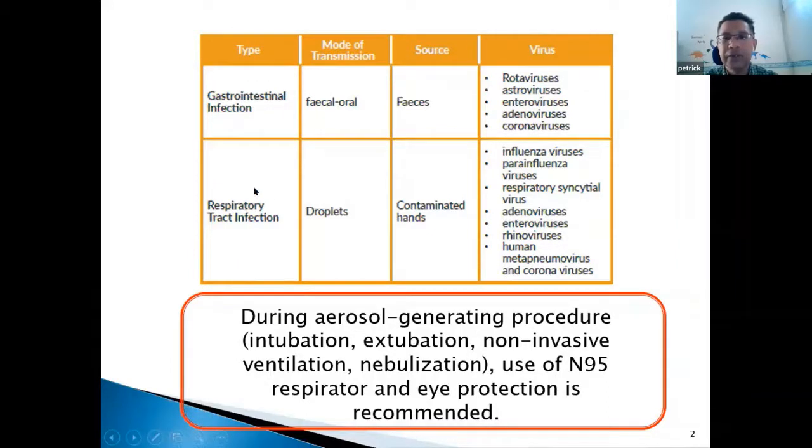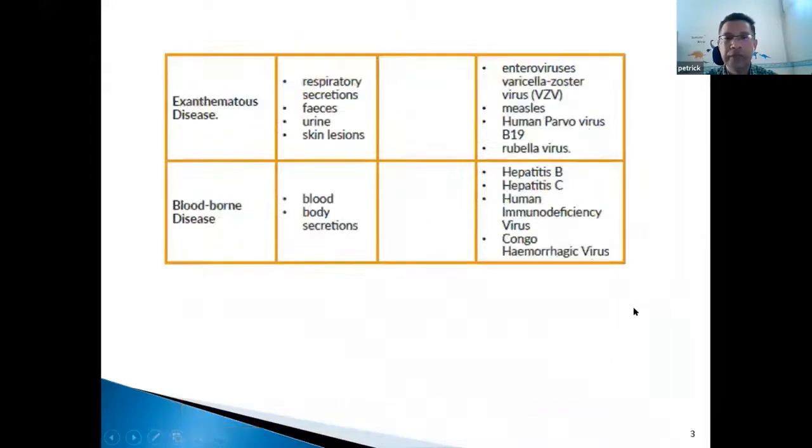And from the respiratory tract, when you cough, speak, and sing, you can have droplet precaution, and you can contaminate your hands, and these are all the viruses that we have, including COVID, where we think it's a coronavirus that also has droplet involvement. Okay.